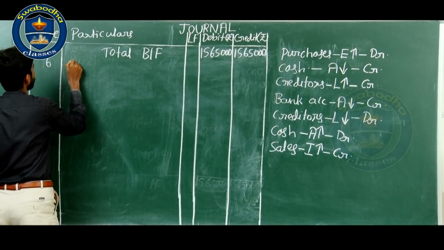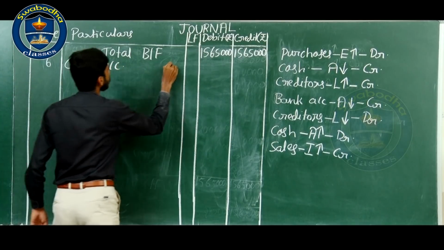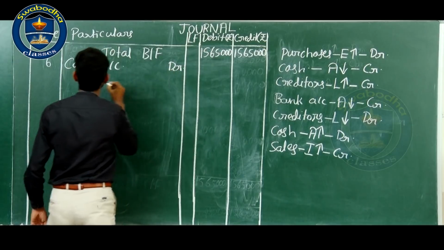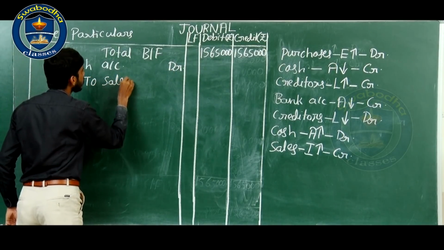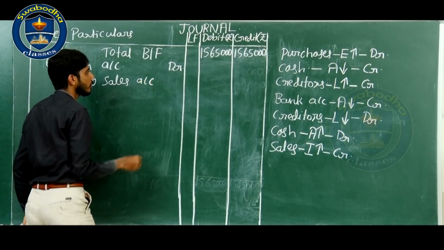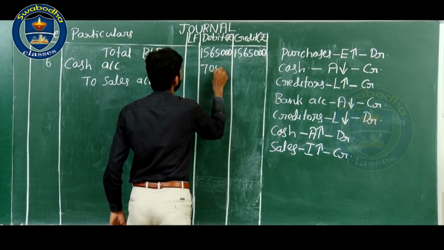Sixth transaction, cash account debited to sales account. Amount is 70,000.